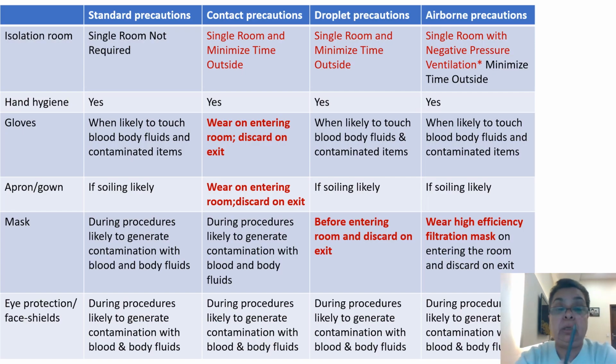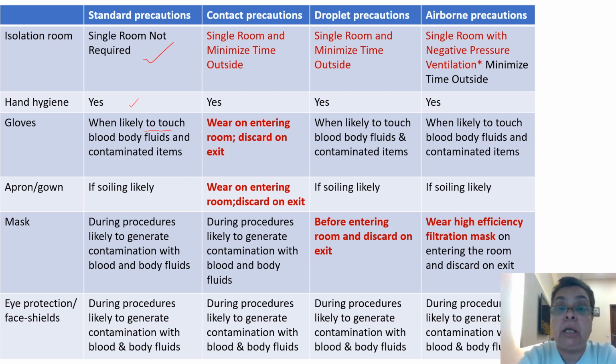Okay, so standard precautions. We don't need an isolation room at all. Hand hygiene is to be followed always. Gloves, when are we going to wear them? When we are likely to touch blood, body fluids, and contaminated patient's items. Apron and gown to be worn if soiling is likely. Mask is to be donned during procedures likely to generate contamination with blood and body fluids. And eye protection or face shields we will add during procedures which are likely to generate contamination with blood and body fluids.